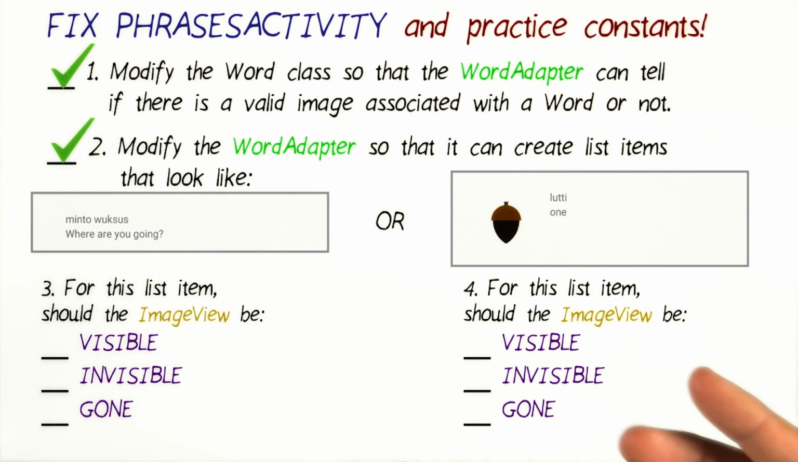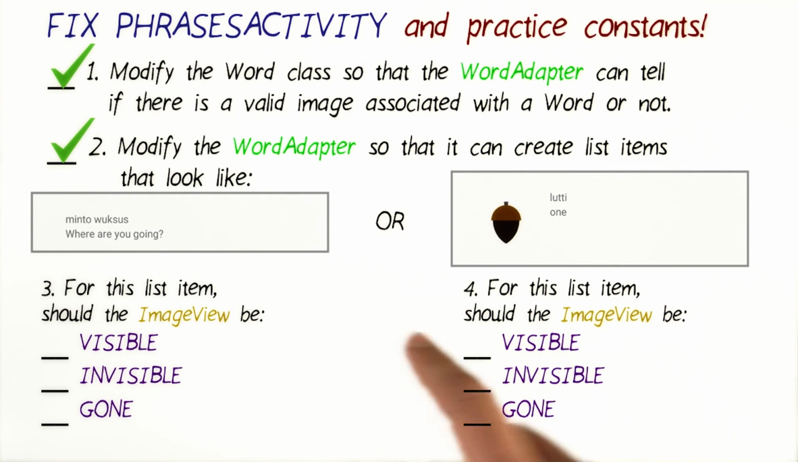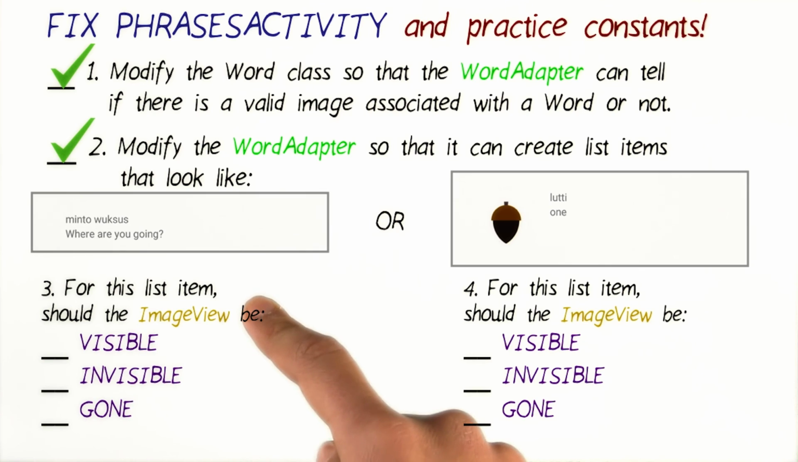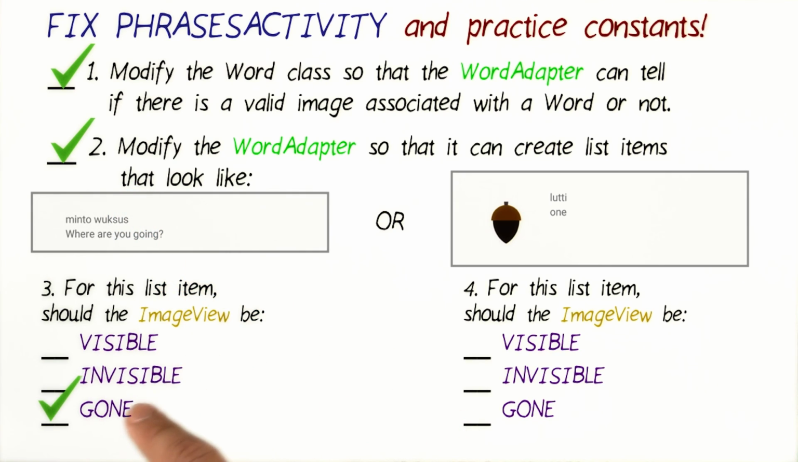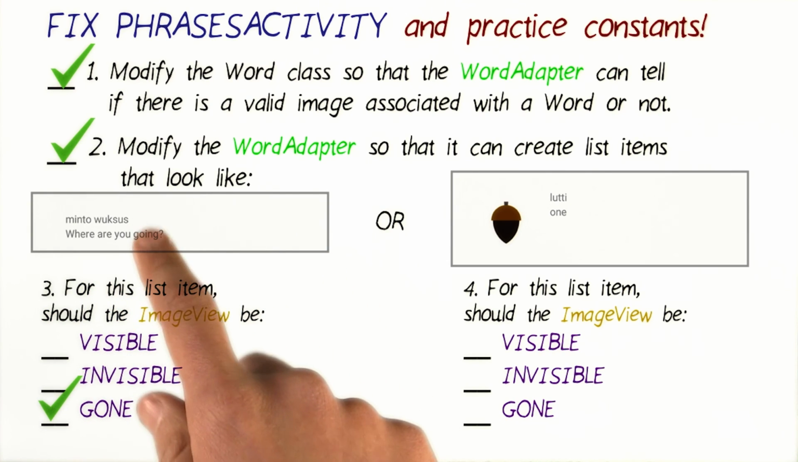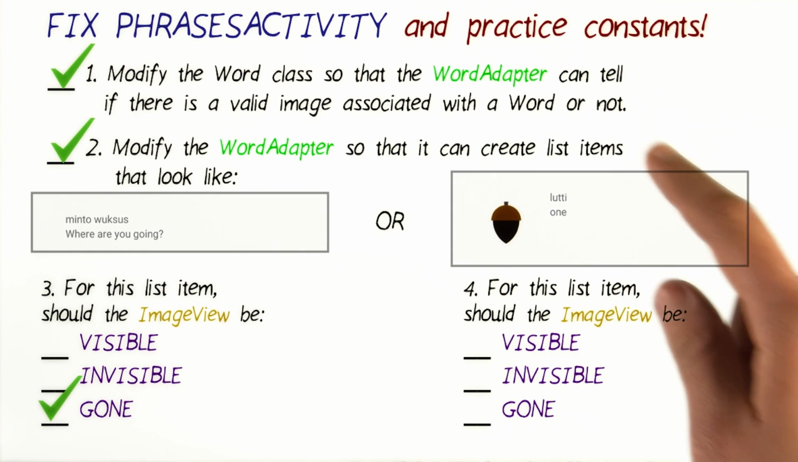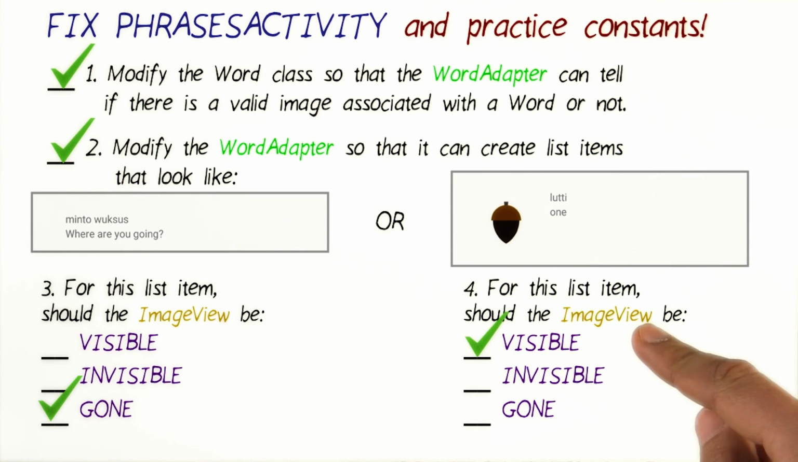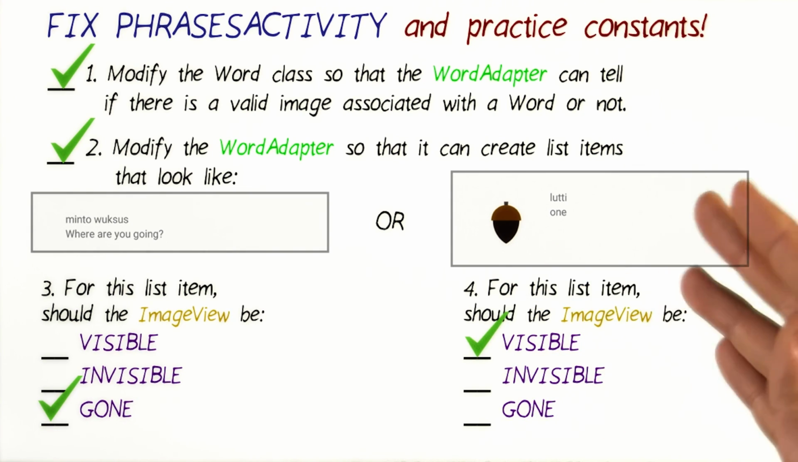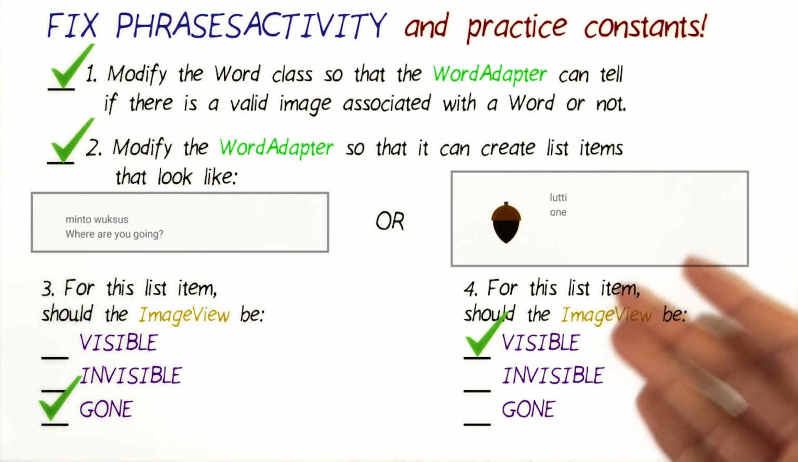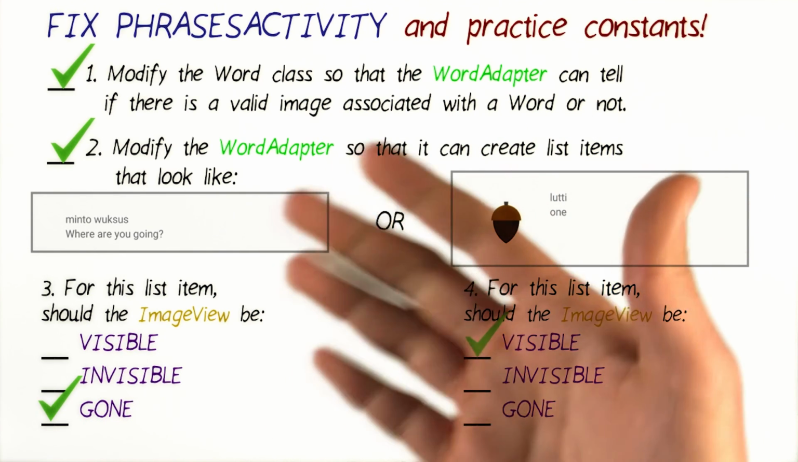So going back to the quiz, let's answer these two questions. So for the phrases list item, the image view needs to be gone because we want to hide it and we don't want to take up any space in the layout. That way, the two text views can shift all the way to the left. Now for all the other list items, the image view needs to be set to visible so that the user can see it. So this reflects what we did in our code and our app looks the way we want it to. So really great job on this very challenging quiz.